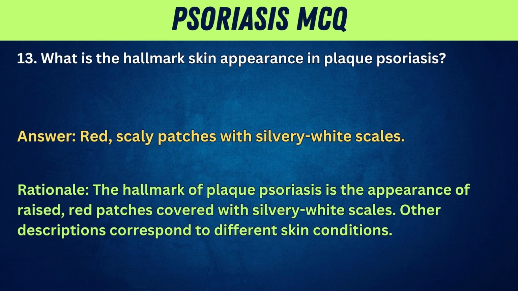Rationale: the hallmark of plaque psoriasis is the appearance of raised, red patches covered with silvery white scales. Other descriptions correspond to different skin conditions.